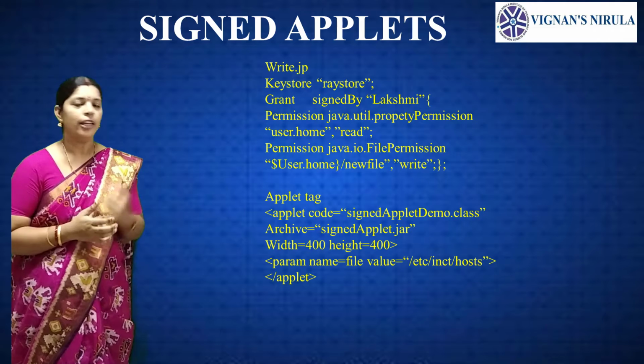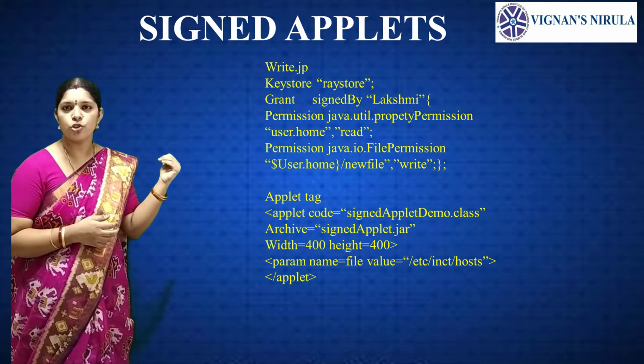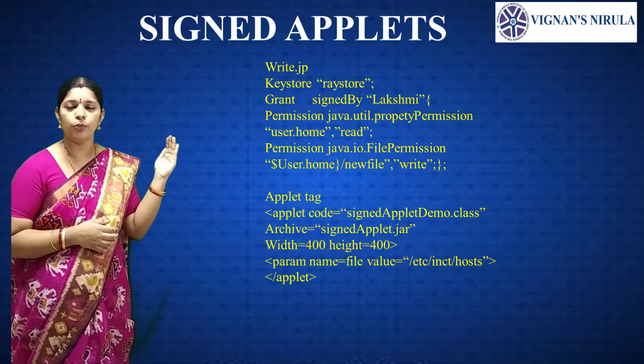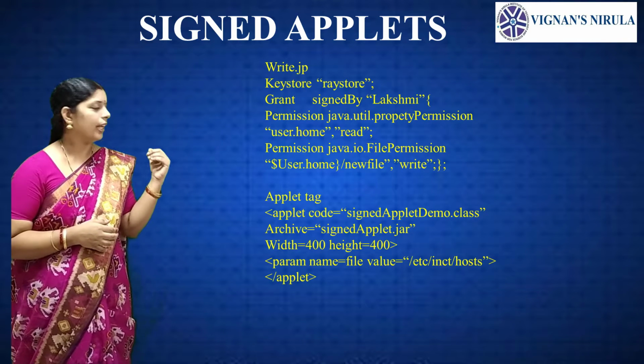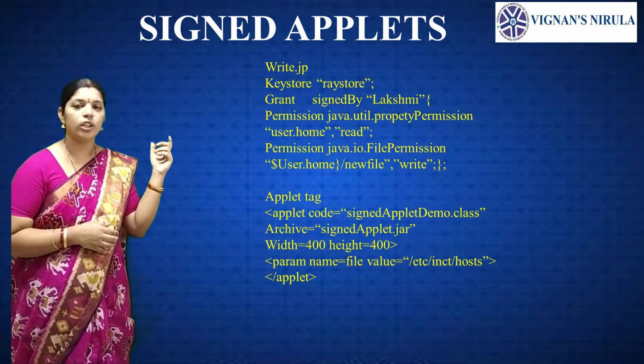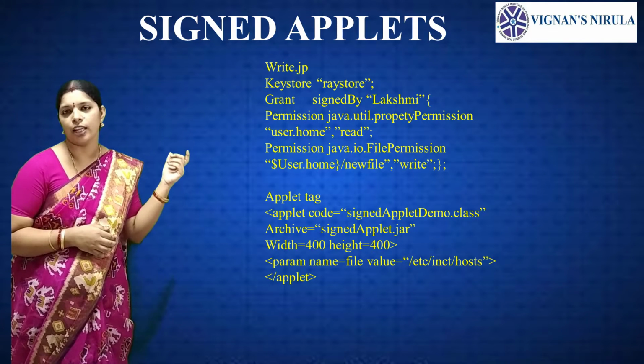How are we creating the keystore? We are taking one keystore, and in that we are giving the permissions. Next, grant signed by the Lakshmi. Here I am taking one. What is the sign? The sign is the Lakshmi.